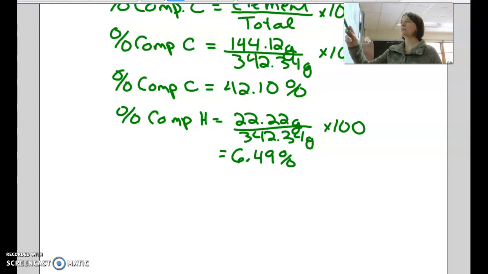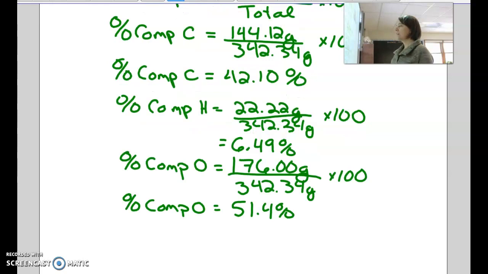Okay, reviewing hydrogen, percent composition of hydrogen is 22.22 over 342.34 times 100, and you should have gotten 6.49%. Now let's look at oxygen. Okay, for oxygen, its molar mass is 176 divided by 342.34 times 100, and you should have gotten 51.4% oxygen.